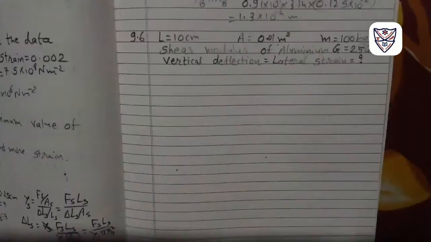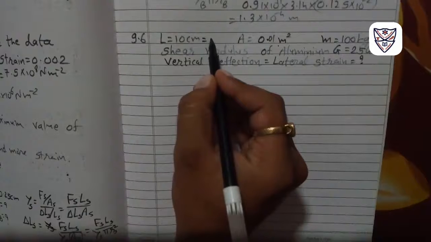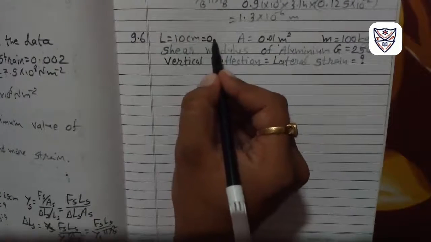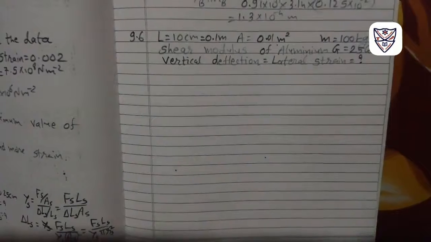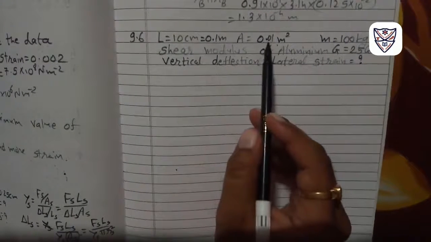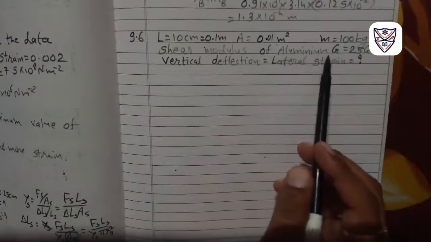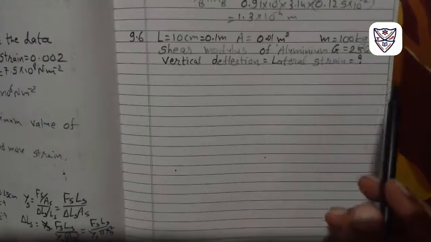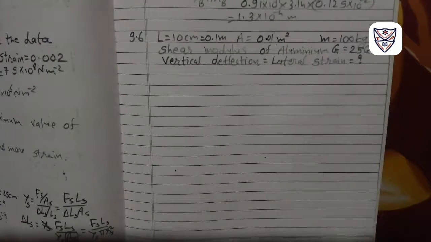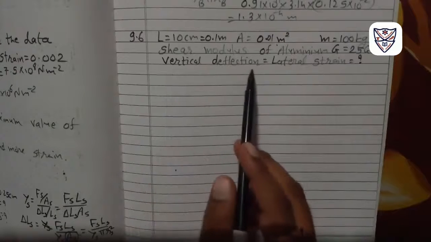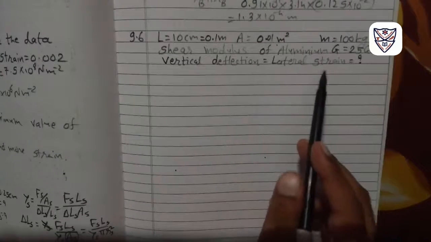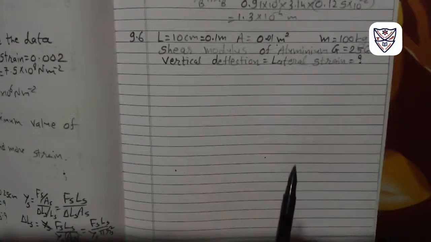So in this numerical we have the length of aluminum cube, which is 10 centimeter, and we have to convert it into meter. So 10 by 100 will be 0.1 meter. Area of the cube will be 0.01 meter square, and mass of that cube is 100 kilogram. Shear modulus of aluminum G is given as 25 gigapascal. And now we need to find vertical deflection, meaning lateral strain, that we have to find here.